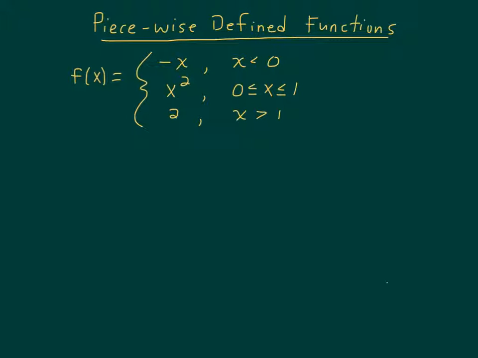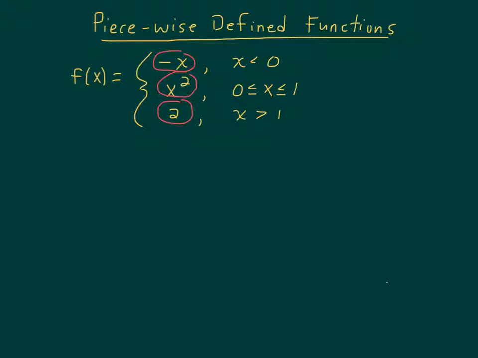Okay, let's talk about piecewise defined functions. These are simply functions defined in pieces. So if we take a look at this example here, we have f of x equals. Just like other functions, we have f of x equals something, except in this case you see three pieces. Sometimes there might be two. Here there's three pieces. Other times there could be more.